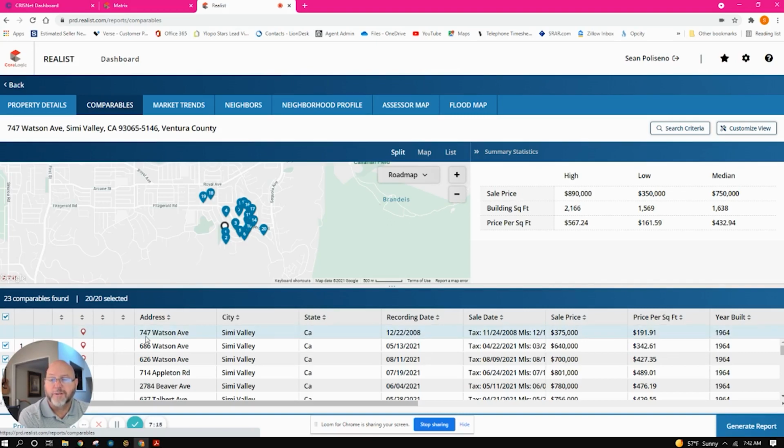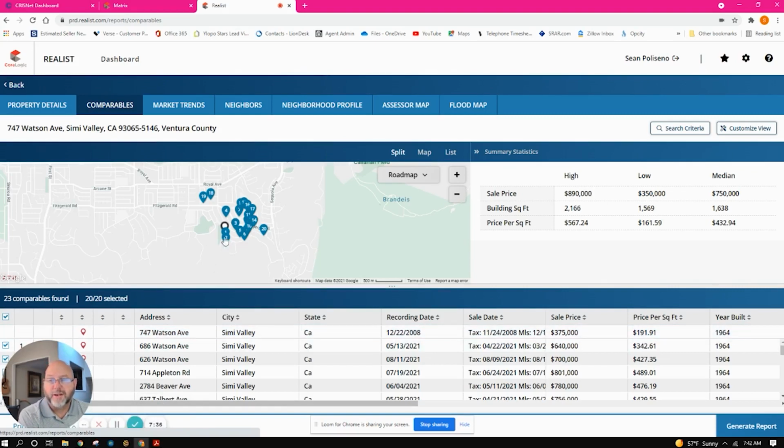And I can tell you right here, here's our subject property on Watson Avenue. And it was, like I said, $375, sold in 2008, $191 a square foot. And there are no pictures here. So we'll find when we go to the MLS that there's probably not any pictures in the MLS, even back in 2008 when the property was sold last time.